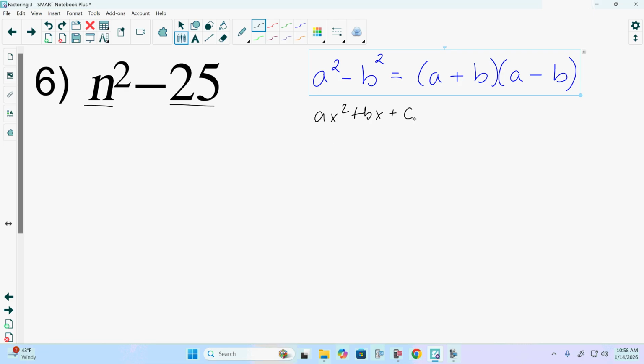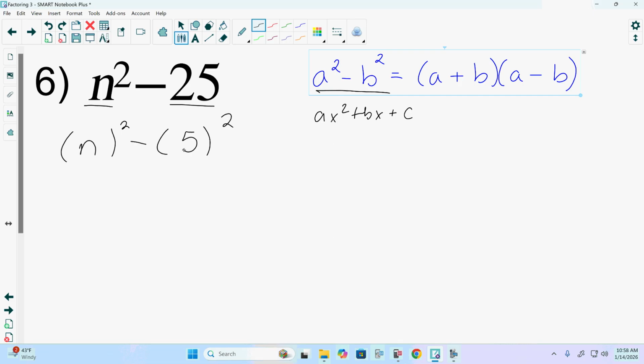Now, if we want to look at it in terms of a squared minus b squared, a is the number that times itself is our first term squared. So what times itself is n squared? Well, that'd just be n, because n times n is n squared, yes? What times itself is 25? 5. Now, what we're doing here is just getting it in the form of a squared minus b squared.